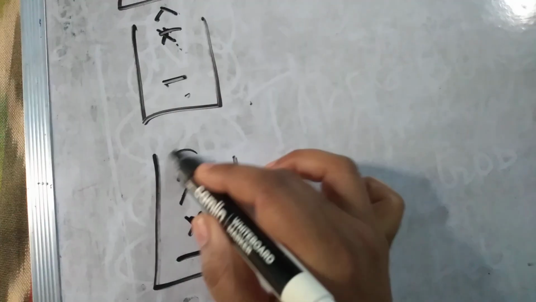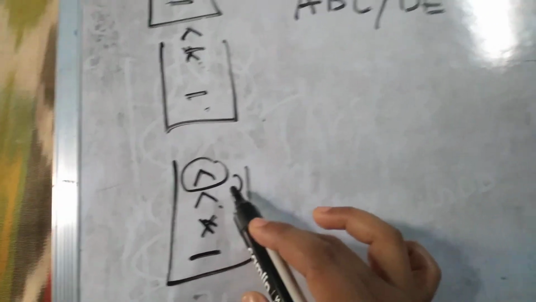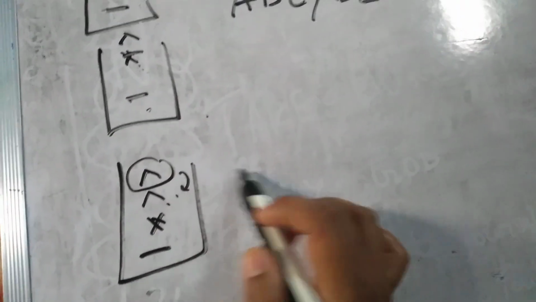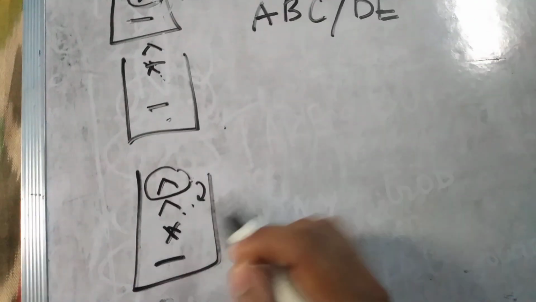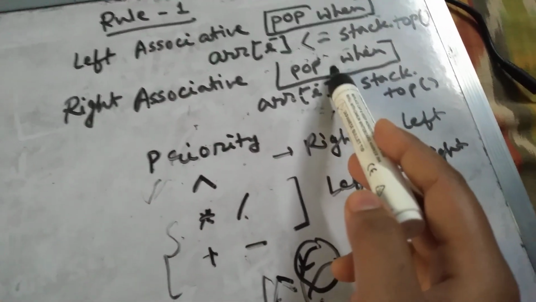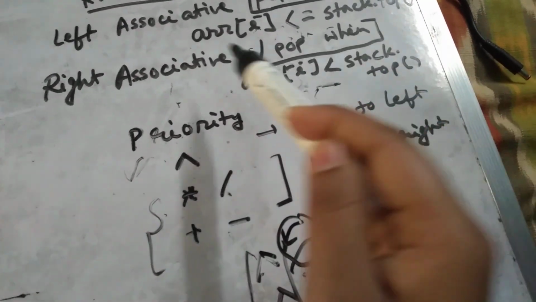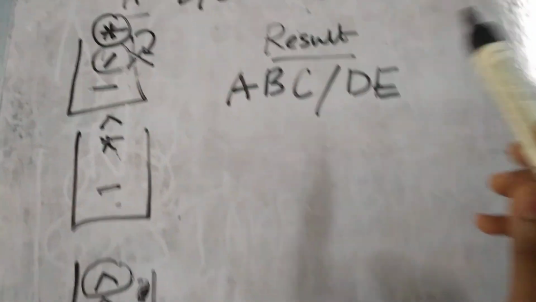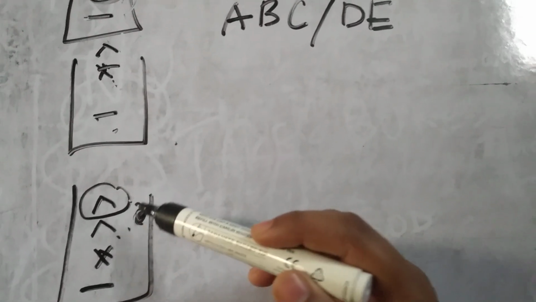Now it talks to the other operator: am I less prior than you? No, equal prior to you. In the sense we could pop it, but because this is a right associative operator, there is no popping. You could see the rule says only when less than does the pop happen. So we don't get any popping from the stack.